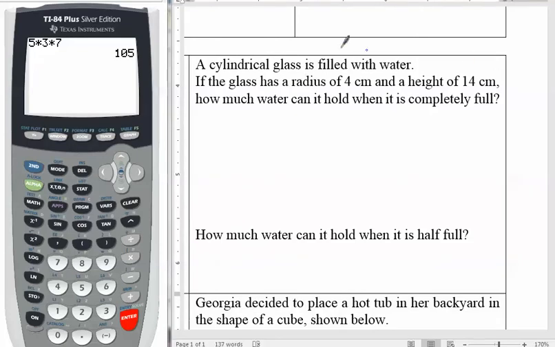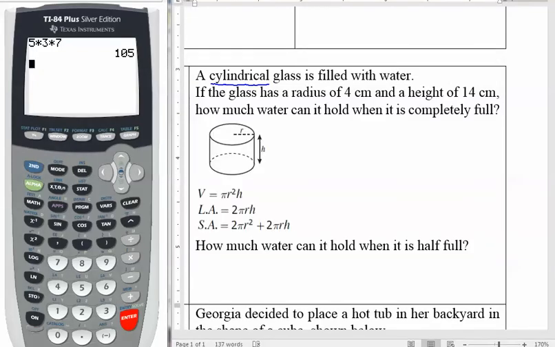This one starts out and says a cylindrical glass is filled with water. So let's figure out what a cylindrical or a cylinder glass is going to look like. So if I look at my picture from above, I wrote it here so we can see it while I'm doing it. I know I'm going to be looking at the volume. So when I do that, let's read the problem.